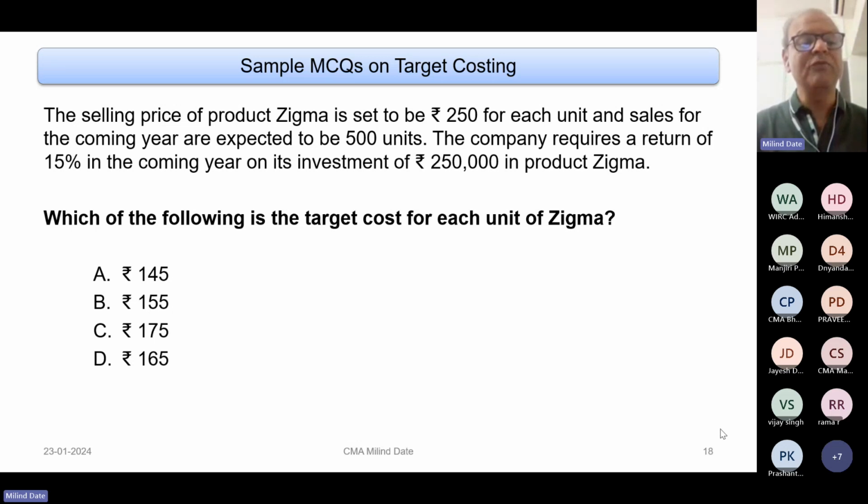Which of the following is the correct target cost per unit of Sigma? A simple calculation will help you do that. Target cost, as you know, is nothing but target selling price minus target margin, both per unit. Just do the calculations and let me know.